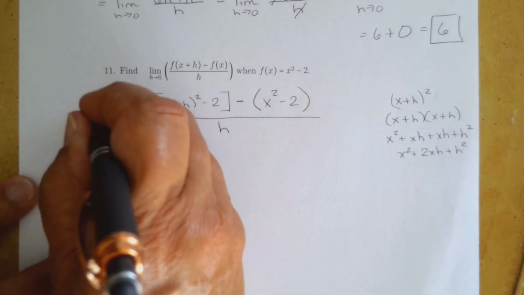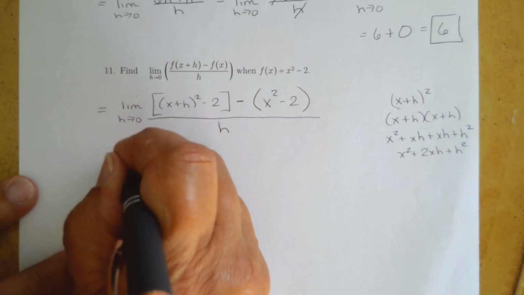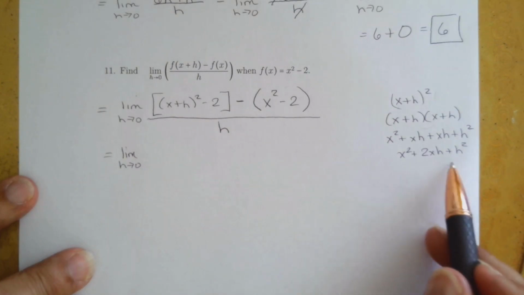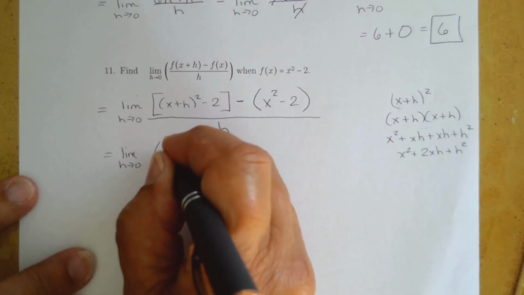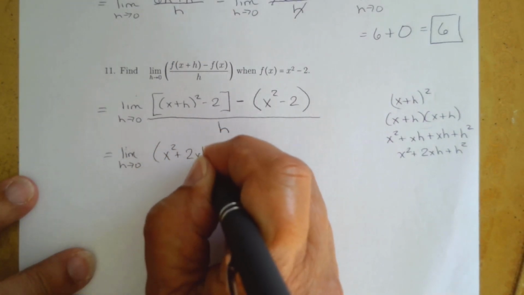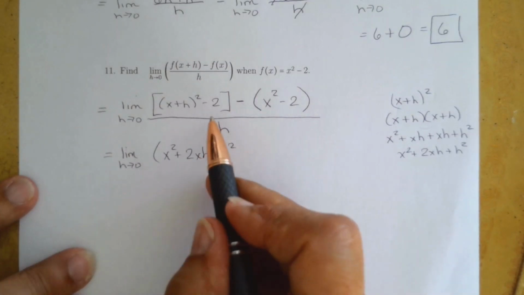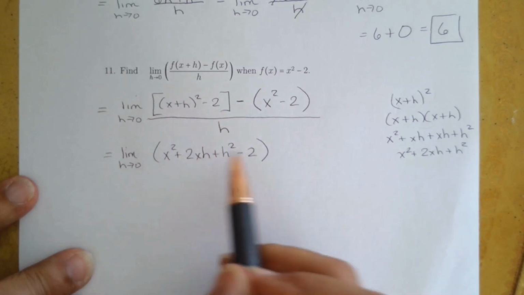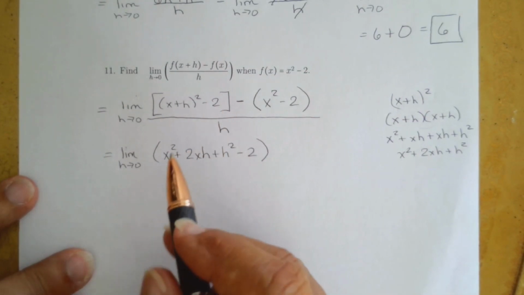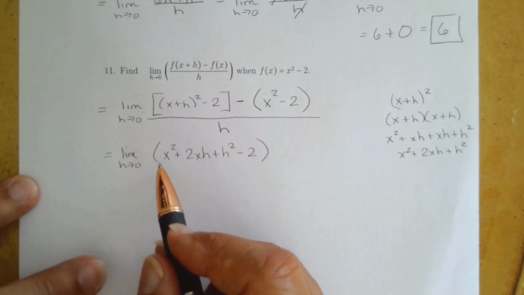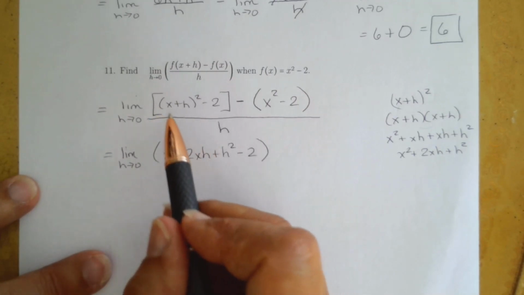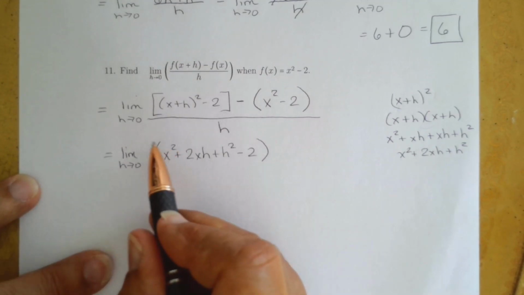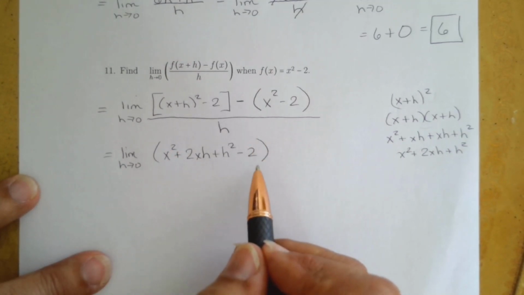So I'm going to write the limit as h approaches 0. Instead of x plus h squared, I'm going to write this: x squared plus 2xh plus h squared. And then you have the minus 2. Now I know I changed from brackets to parentheses. You could keep it brackets if that makes more sense to you. I don't want to confuse you. I only used brackets before because I had parentheses inside, but here I don't have anything. If you want to keep those brackets, that's perfectly okay.